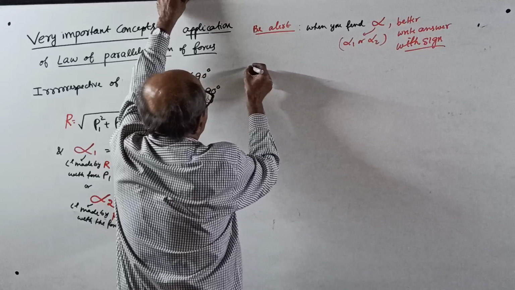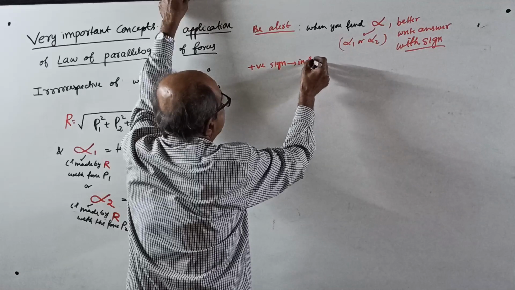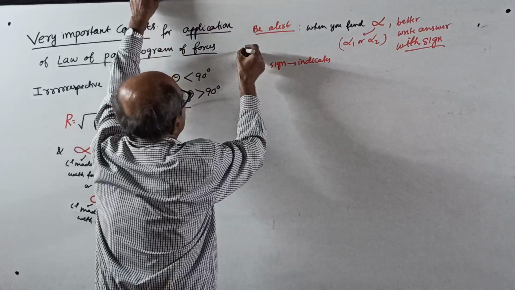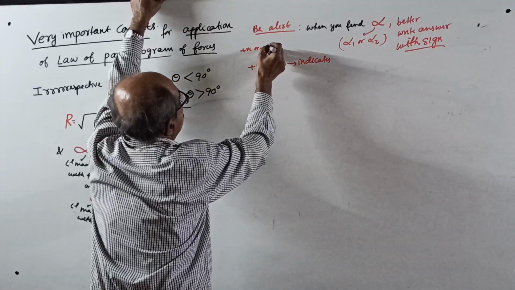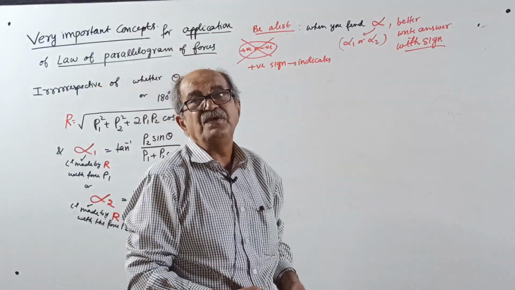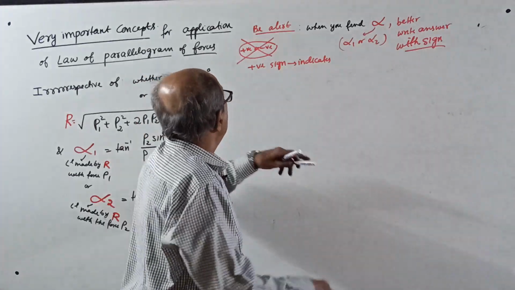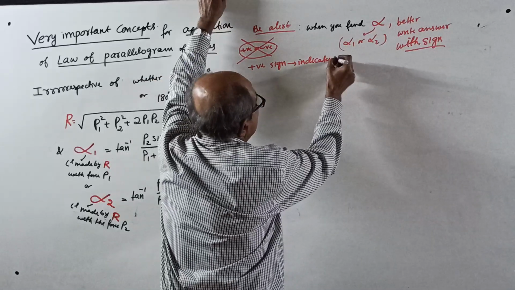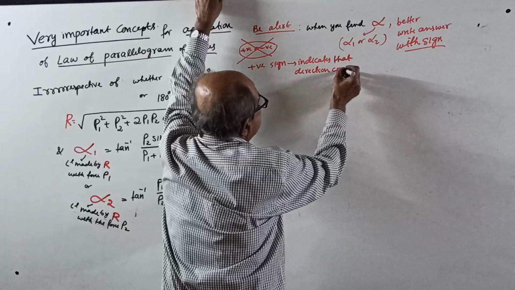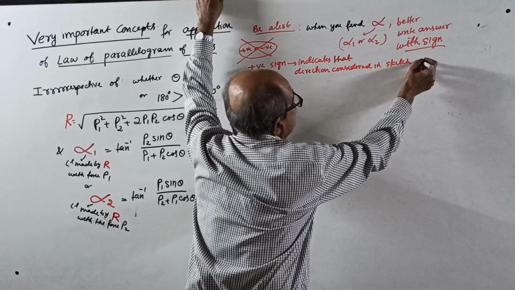Now, positive sign indicates, you write here, first of all make a note. Positive or negative sign has nothing to do with clockwise, anti-clockwise. Don't memorize clockwise positive, anti-clockwise negative. No. What is the principle? Positive sign indicates that the direction considered in the sketch is correct.